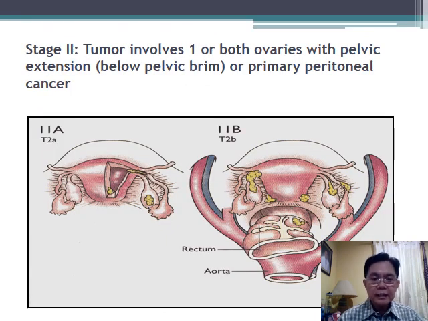So this is again a gross graphic presentation of your stage 2 disease. So there is an ovarian tumor with one or both ovaries below the pelvic brim, and there is a presence of fallopian tube or uterus metastases. Or again, if it is on the surface of the rectum, or surface of the urinary bladder, or surface of the peritoneum that covers the pelvic cavity, it is stage 2B.